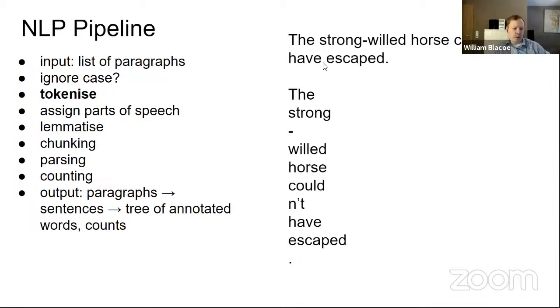Even though English has spaces between the words, it doesn't always. For example, "escaped" and the dot are two different tokens, right? So token is more general than word. It can also be punctuation marks. But we don't need that as humans. We just know those are two different tokens. But you need to write a program that figures that out. Same with "strong-willed." You could look at it as one word, but it's useful for many applications to separate those. And then it's up to you whether you want to include the hyphen as a token or not as well.